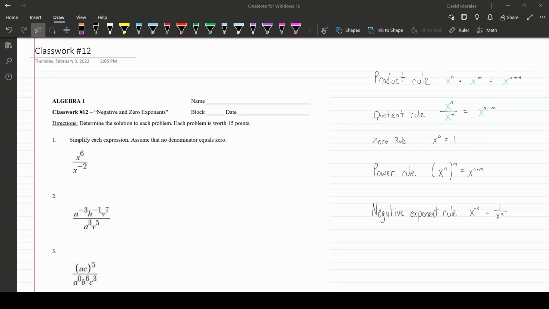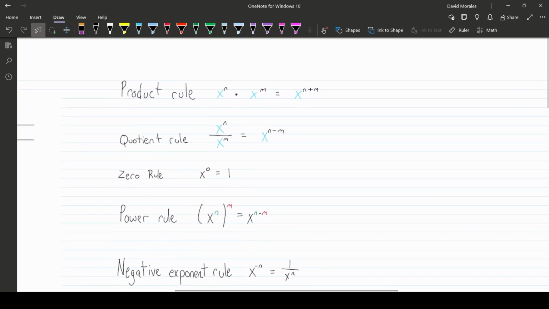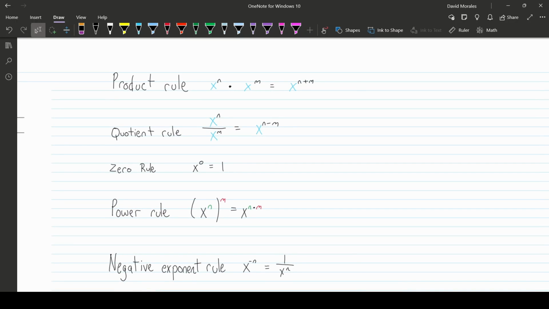Okay, so we're going to be doing classwork number 12, negative and zero exponents. Before we get to the problems on the left-hand side, let's actually talk about these rules that are going to be guiding us through the process here, okay?